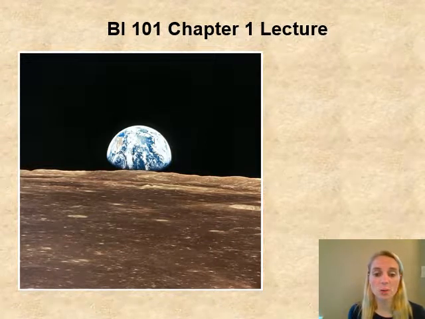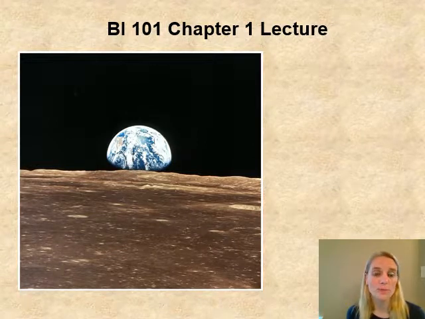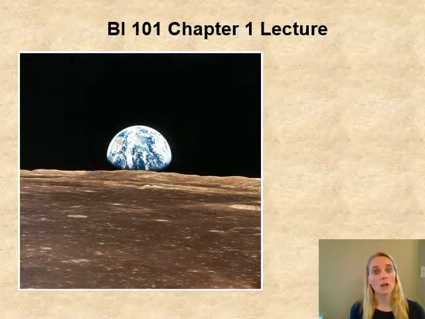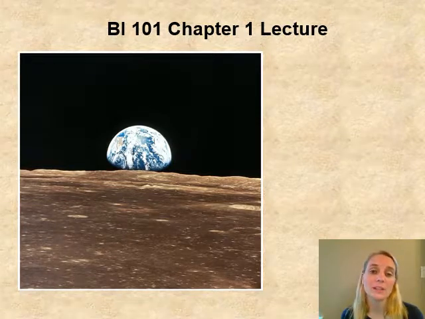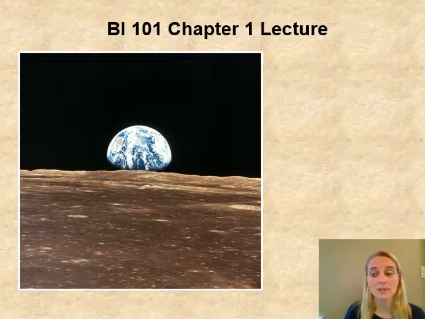So this opener here is just a picture of the Earth from the perspective of the moon. And one of the first things we're going to be talking about here in chapter one is what is life? So what does it mean to be a living thing? And as far as our knowledge is, the only living things that we know about are found on our planet, that blue ball hanging out there in space. So we'll get started taking a look at the characteristics of living things.